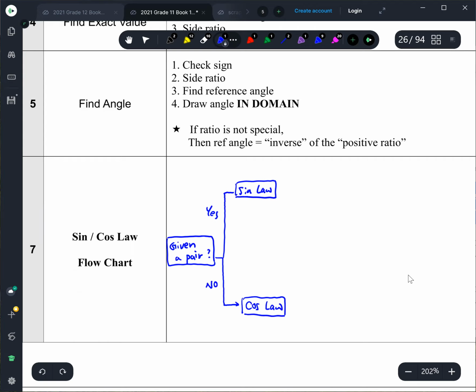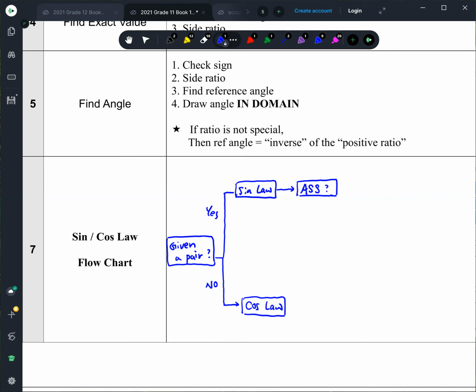Okay, let's start with sine law, because we did a lot of sine law. Once you know it's sine law, you want to ask yourself, is the information they give you an ASS, angle, side, side? Do they give you an ASS or no? If the answer is no, you don't have an ASS. For example, they give you two angles, so it's not an ASS.